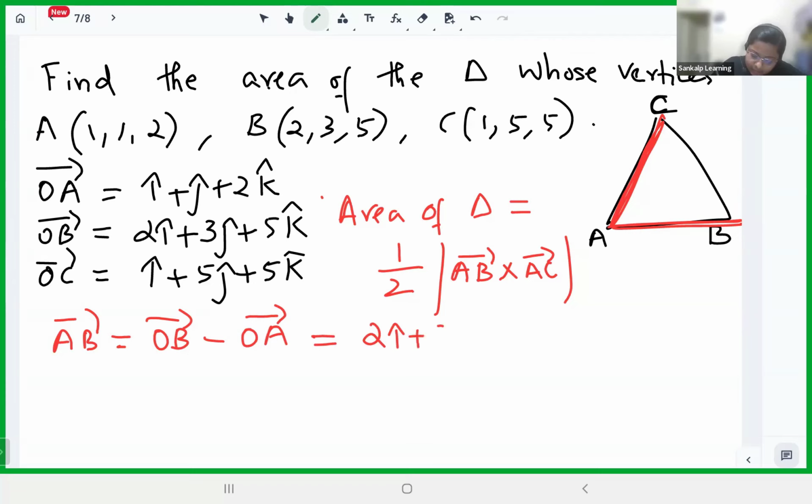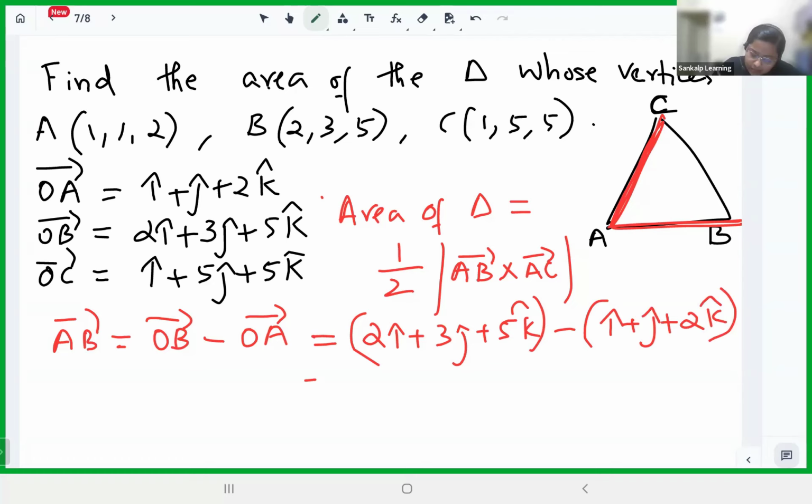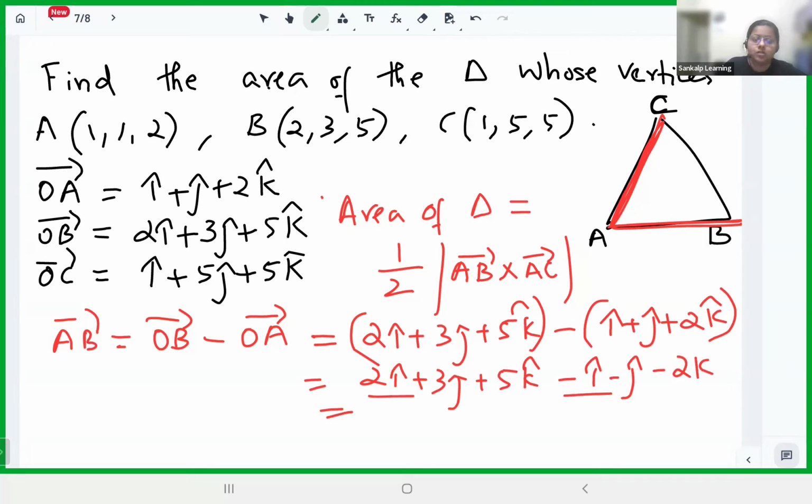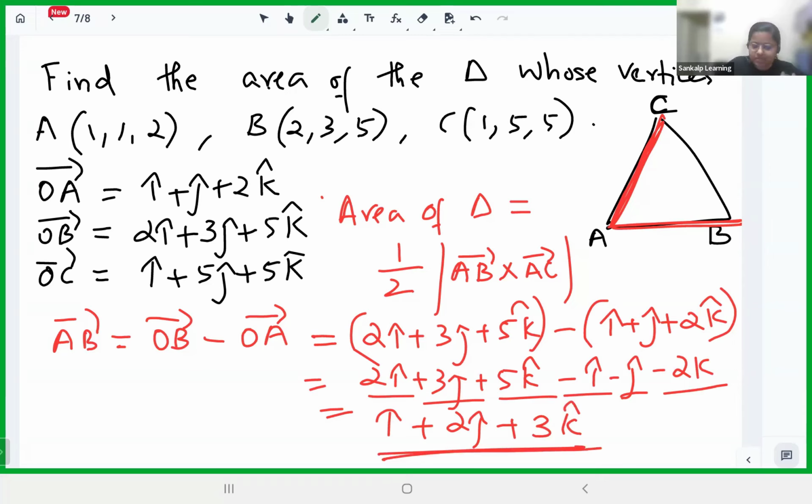OB is 2i plus 3j plus 5k, minus OA, which is i plus j plus 2k. So that is 2i plus 3j plus 5k minus i minus j minus 2k. Now you subtract the corresponding components. 2i minus i is i. 3j minus j is plus 2j. Then 5k minus 2k is plus 3k. So vector AB is i plus 2j plus 3k.